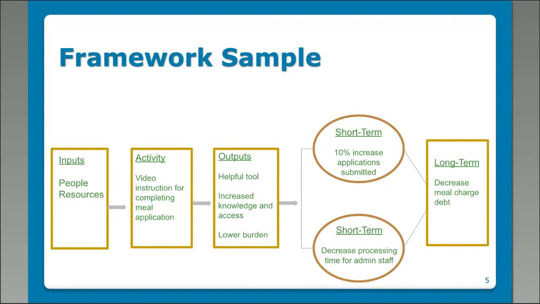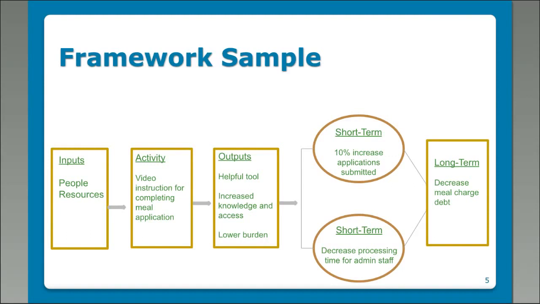The first box contains inputs or key players. For this example, inputs and key players include a team of people and technology. The second box contains activities that are to be completed by the inputs or key players. In this example, the key players may be solicited for their skill sets or abilities with technology to create a video to help adults complete a meal application.